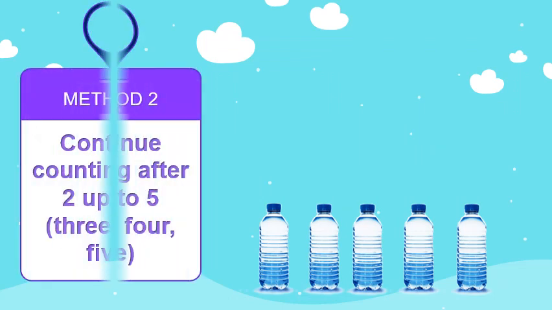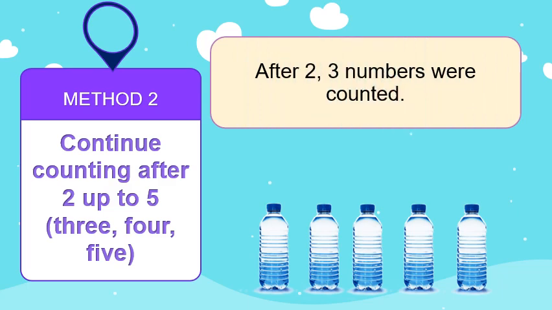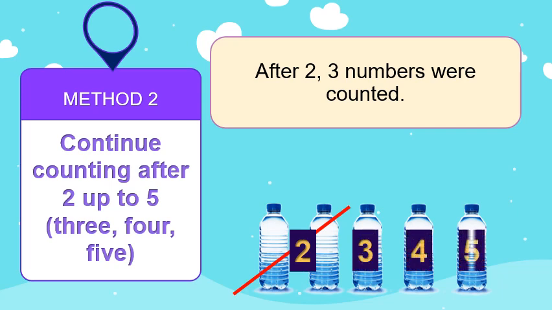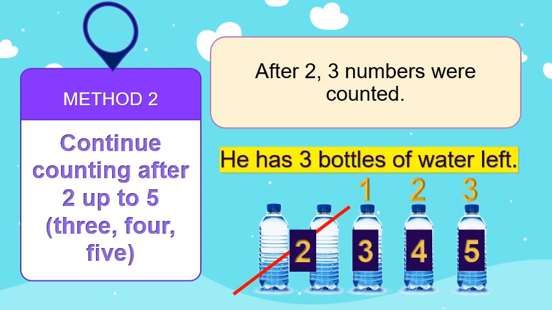Method number 2. We are going to continue counting after 2 up to 5. So that means 3, 4, and 5. After 2, 3 numbers were counted, right? 3, 4, and 5. He has 3 bowls of water left.